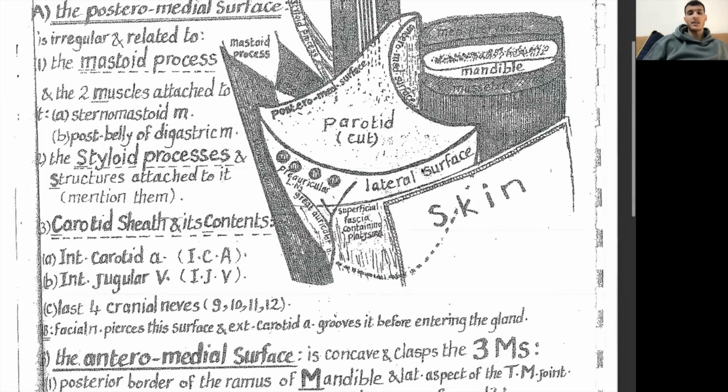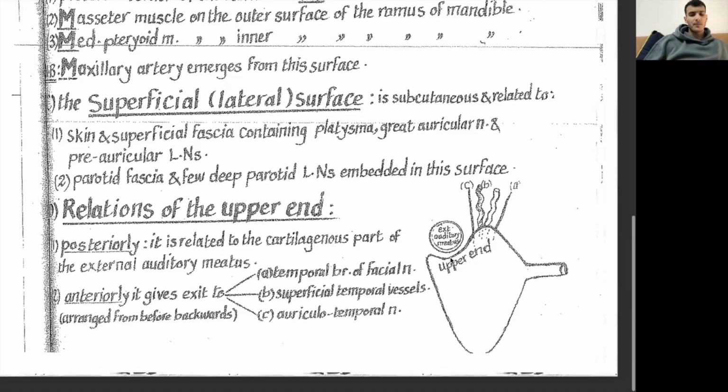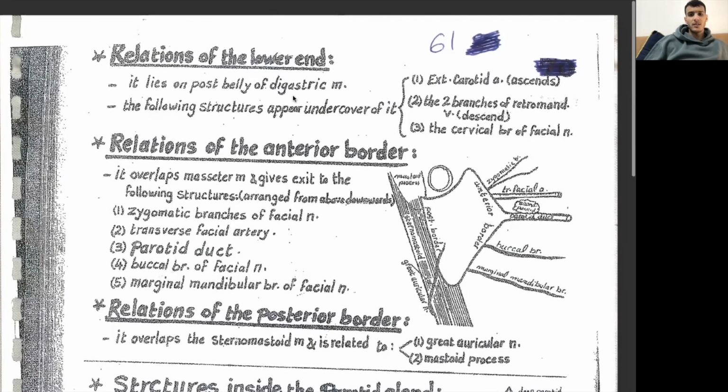These are the surfaces and the structures surrounding or in relation with the parotid gland, so that you know exactly where it's situated. Okay. In relation to the upper end, of course, as I mentioned, the auditory meatus, and you have the temporal branch of the facial nerve, the superficial temporal vessels, and the auriculotemporal nerve. So these are good things to mention for the upper end. Now for the lower end, you have external carotid artery, two branches of the retromandibular vein, and the cervical branch of the facial nerve for the lower end.